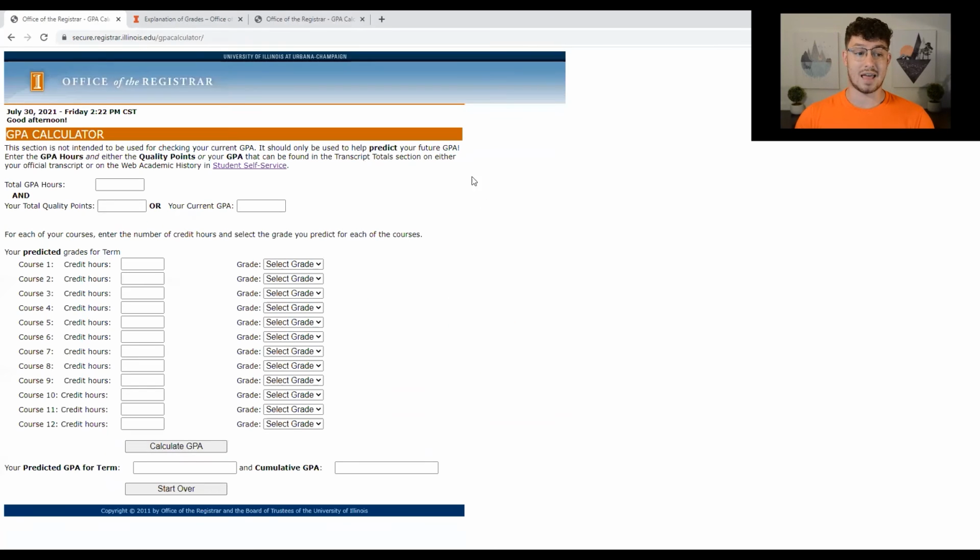Now, in addition to calculating it, let's say by hand or with a calculator, the Office of the Registrar does actually offer a GPA calculator tool, which uses the same information that we use for the first page. However, let's say you're several semesters in and you want an overall calculation of your cumulative GPA and not just your term GPA, you would have to enter either your total GPA hours or both your quality points and your current GPA. This information you can receive from your official transcripts, or if you run a degree audit report, that information will be reflected there as well.